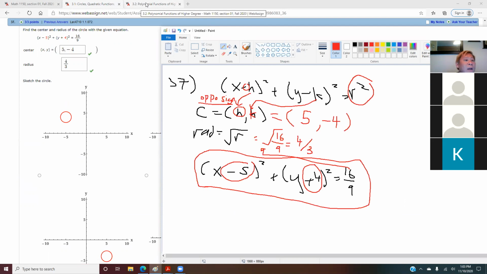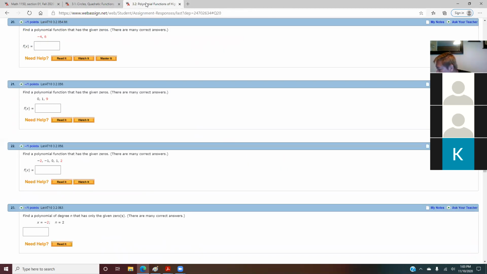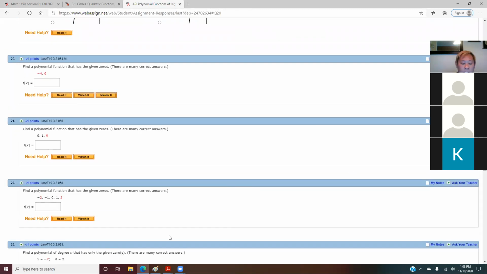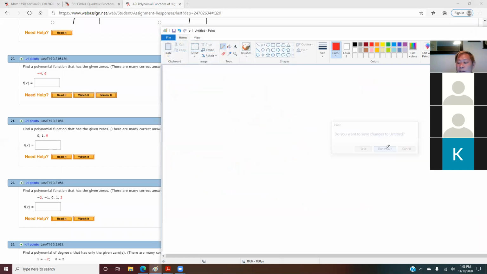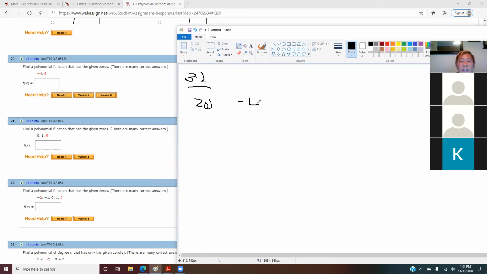I'll check it again. And the last question we have is 3.2. Anyone have any questions on 3.2? I got questions on 20. And then we'll see if you guys have any questions. So 3.2 on question number 20. They give you the zeros in this case, which are -4 and 6, and they want you to write this as a polynomial function.